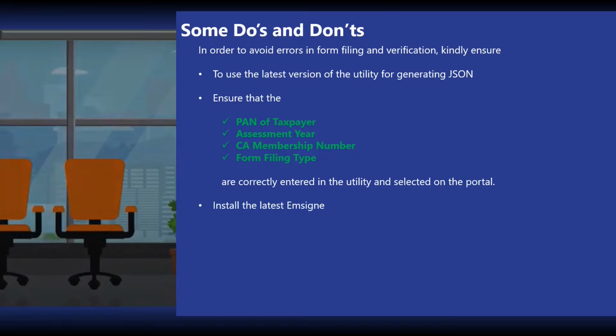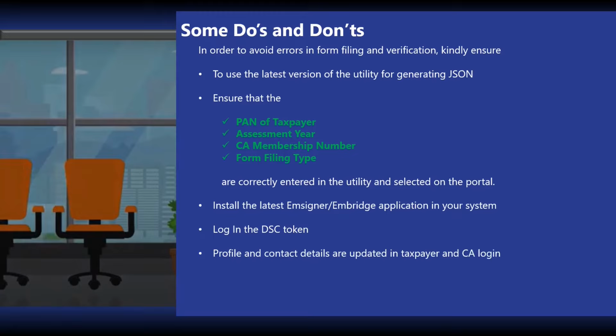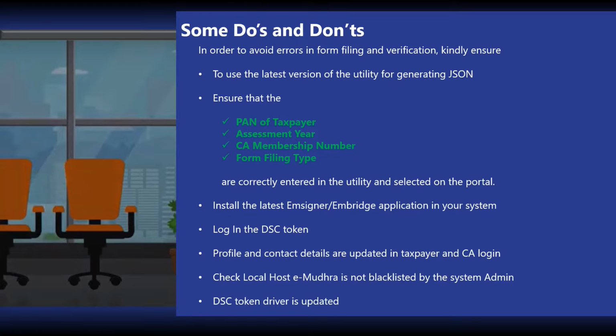Install the latest emSigner application in your system. Log in the DSC token. Profile and contact details of the taxpayer and the chartered accountant should be updated in their respective logins. Check local host eMudra is not blacklisted by the system admin and DSC token driver is updated.